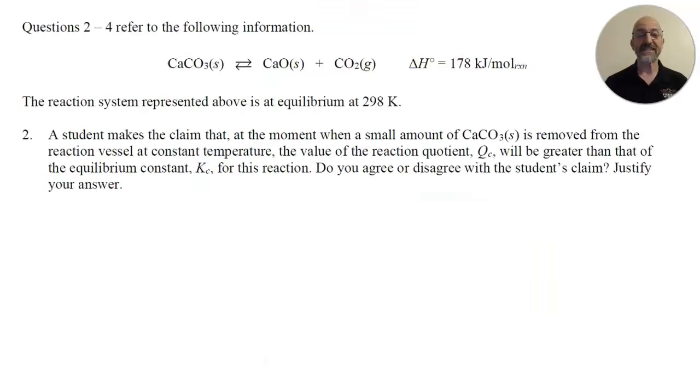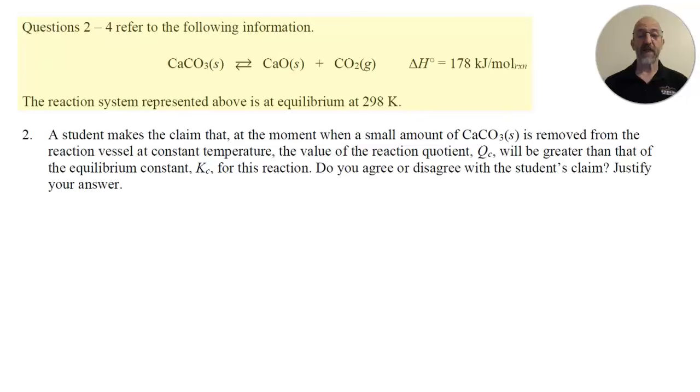And this is a question set. So questions 2 through 4 in this packet refer to the following information. So we are given information that tells us the following. It says, the reaction system represented above is at equilibrium at 298 Kelvin. So in this balanced chemical equation, I see one reactant and two products. So the reactant is solid calcium carbonate, CaCO3, and one of the products is solid calcium oxide, CaO, and the other product is gaseous carbon dioxide, CO2.